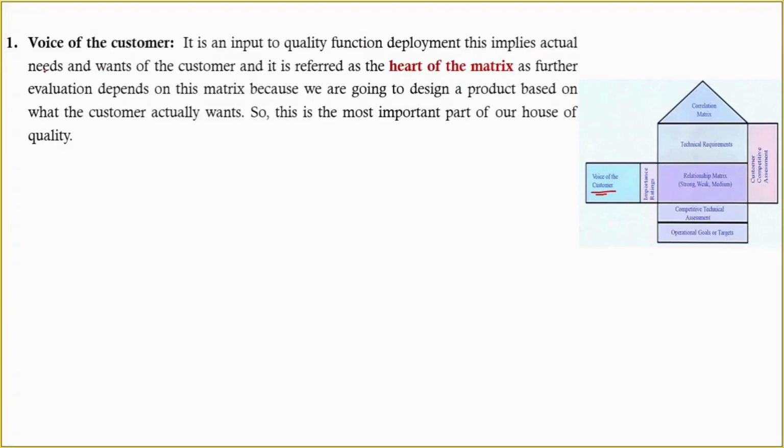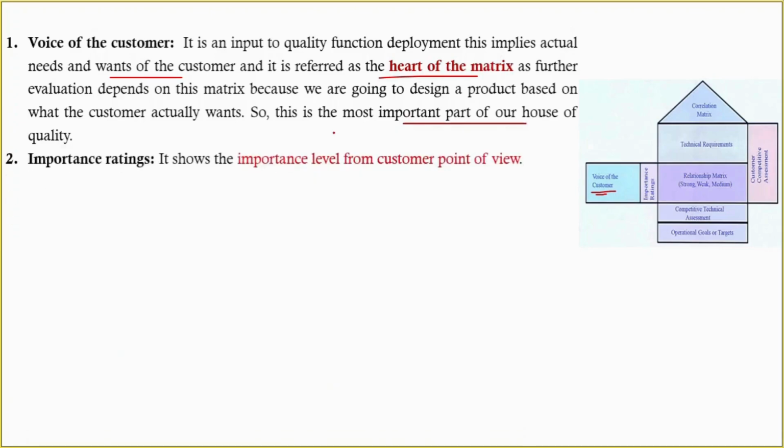This captures the actual needs and requirements of the user, and it is referred to as the heart of the matrix. The voice of the customer is the heart of the matrix, because based upon it we are going to evaluate the other sections. So this is the most important part of the house of quality. Now comes the second point, that is importance rating. So what is the importance rating? It shows the importance level from the customer's point of view.